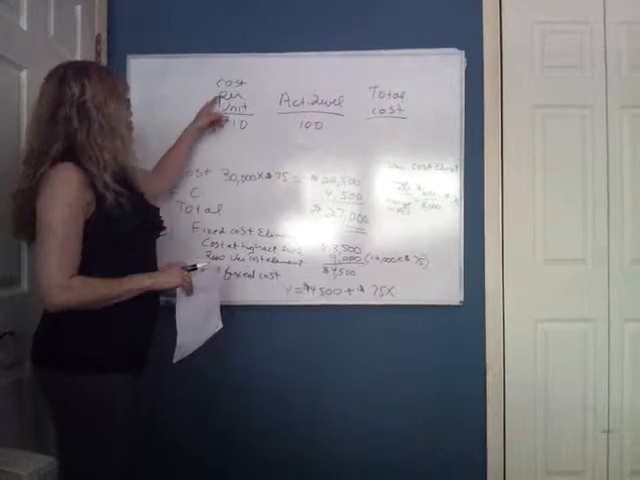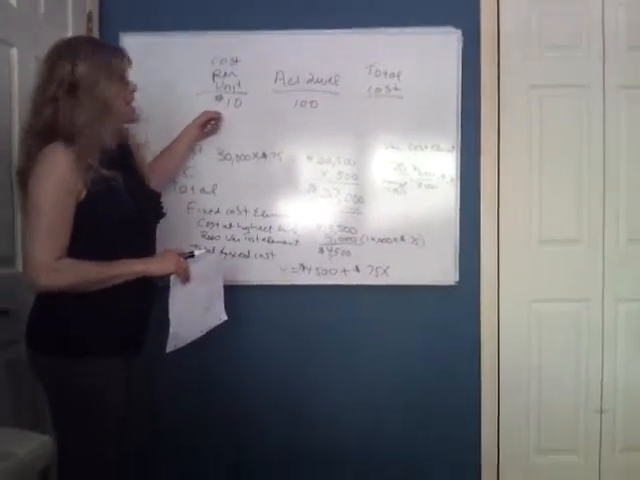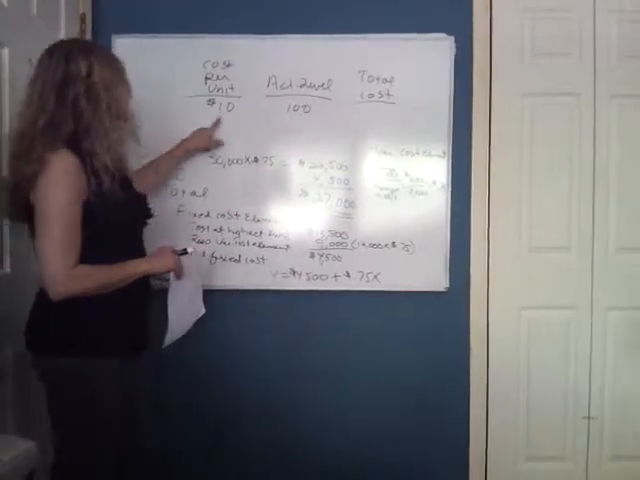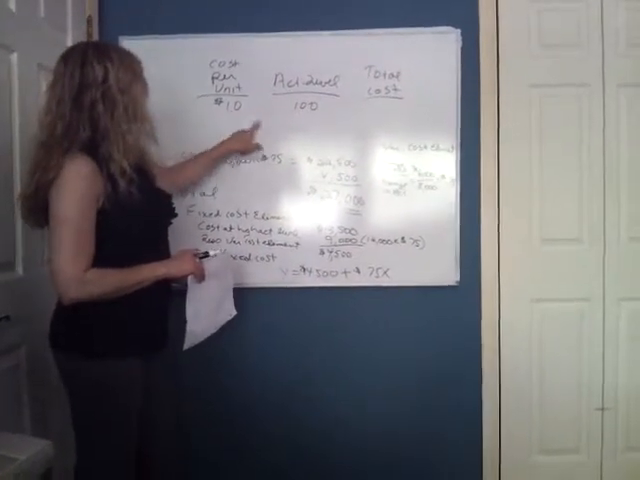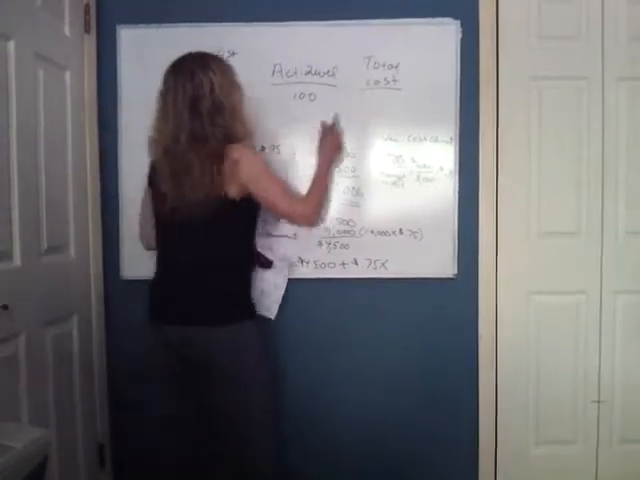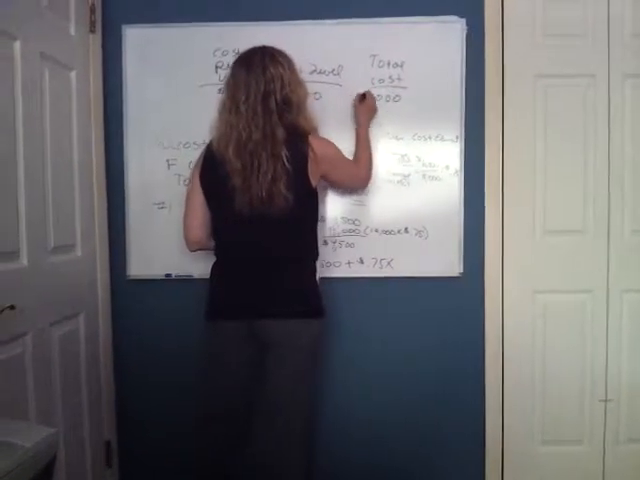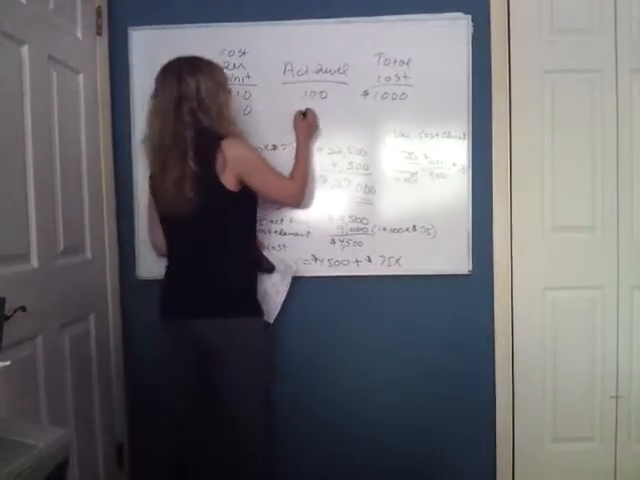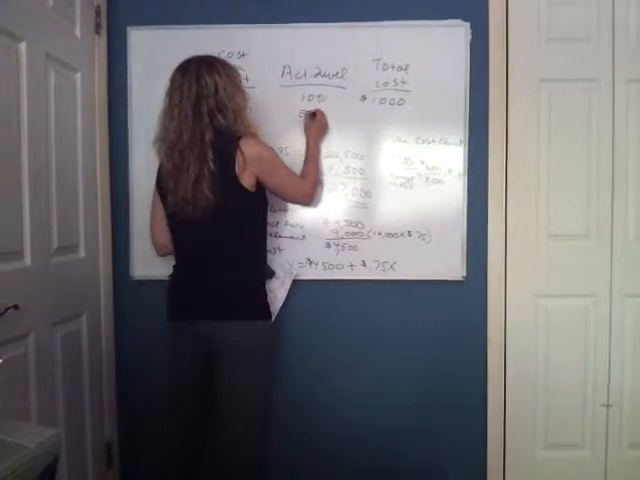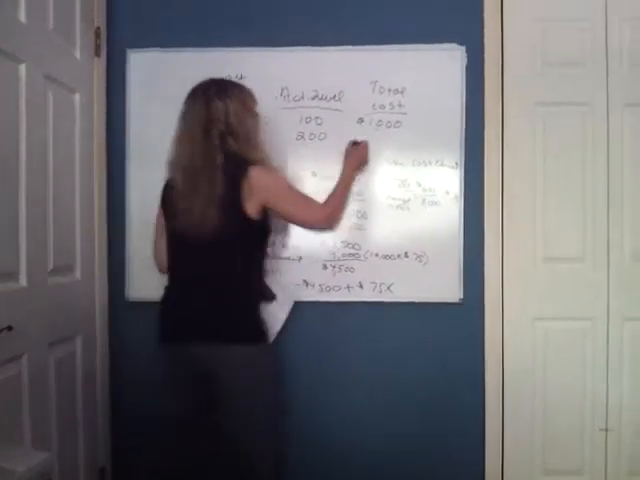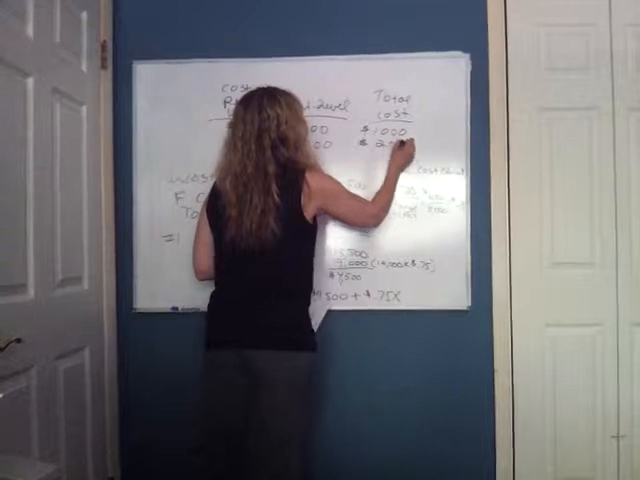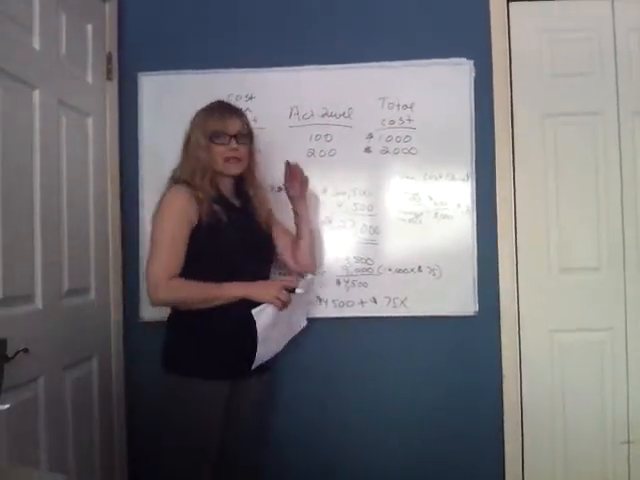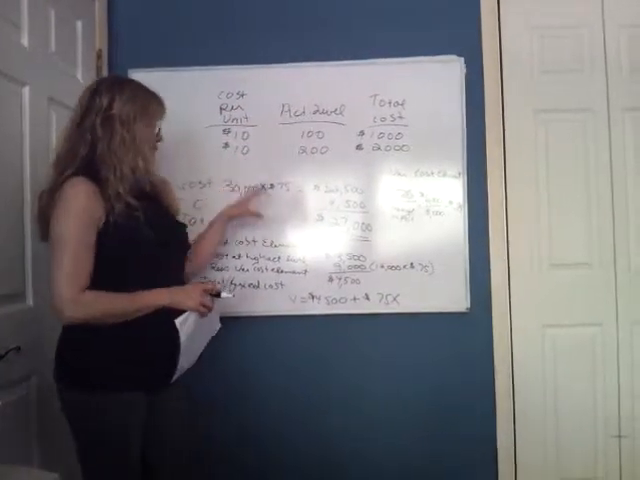In variable cost, your cost per unit is constant. It does not change. As your activity level changes, your total variable cost will change. So at $10 per unit times 100 units, our total cost is 1,000. Remember, our cost per unit doesn't change. So if our activity level was 200 units, our total variable cost is 2,000. You simply multiply the cost per unit times the activity level.